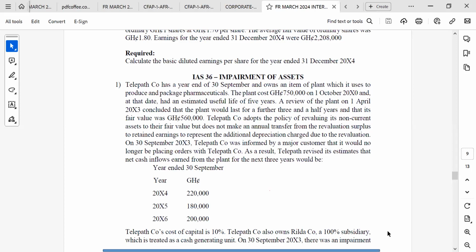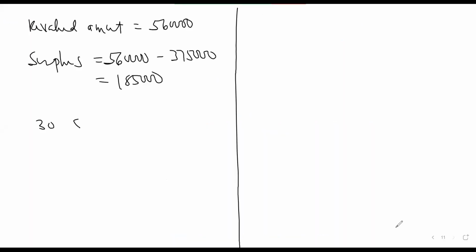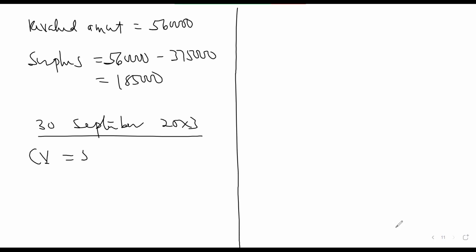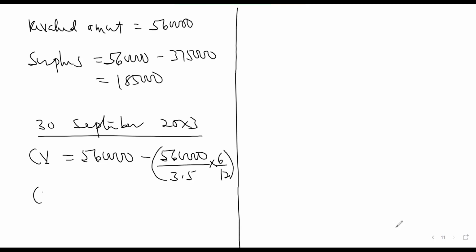So what they are doing over here is carrying out an impairment test. When are they carrying out the impairment test? It's at the end of the year, 30 September 2x3. So we have to know the carrying value of the asset as at this date. The carrying value will now be the new value, which is 560 minus the depreciation for the 6 months. So that will be 560 divided by 3.5, because of the remaining useful life now, times 6/12.